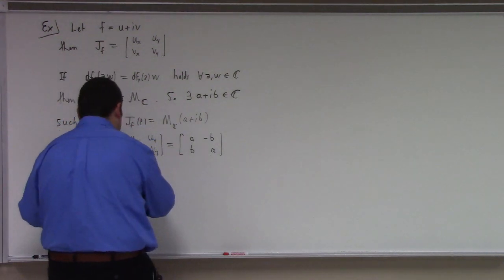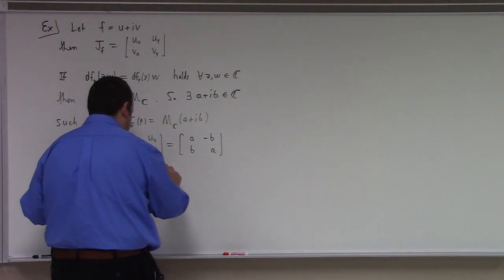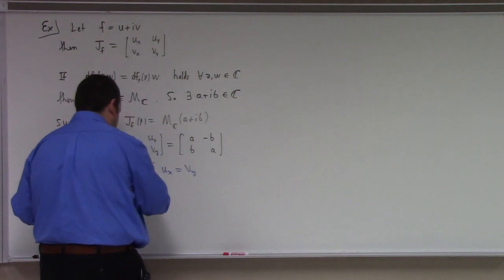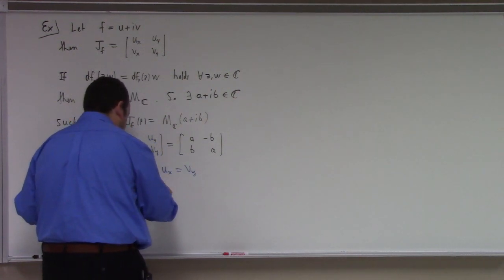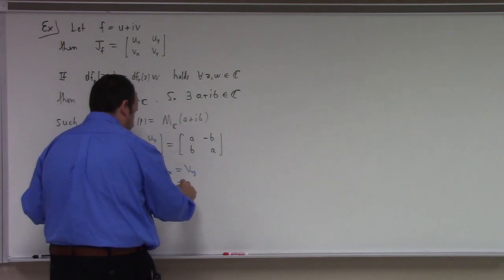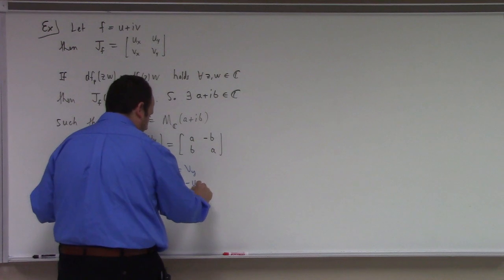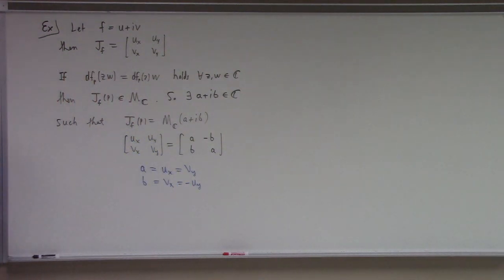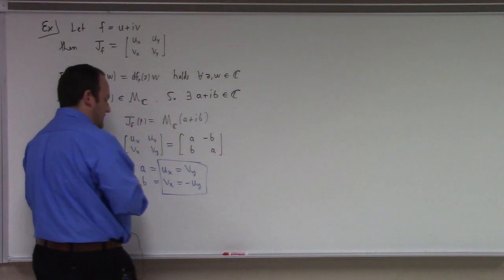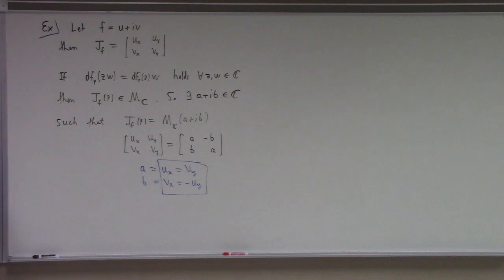Right, exactly. So from a, we can see that ux equals vy, and a is equal to that, actually. b is equal to what? It's equal to vx, which is equal to minus uy. These things I just wrote, and I'll put a box around them, these are the standard Cauchy-Riemann equations that you learn in complex analysis.